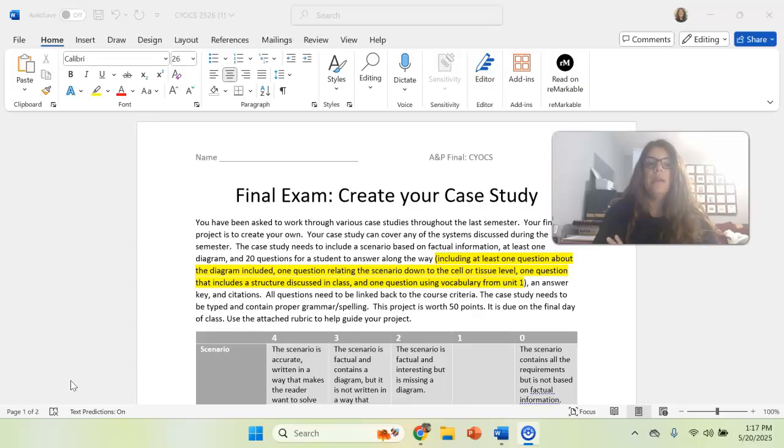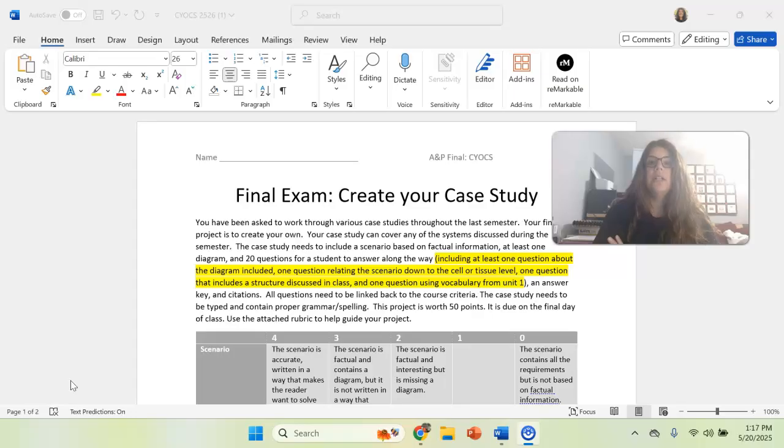So it can be, for instance, a diagram of structures, and you could ask about naming a structure. It could be a table of test results, and you have to analyze the test results. But there needs to be one question where a student has to analyze an image that you've included somewhere in your scenario. The second question has to involve either or some concept involving the cell or tissue layer of organization, level of organization of your particular disorder.